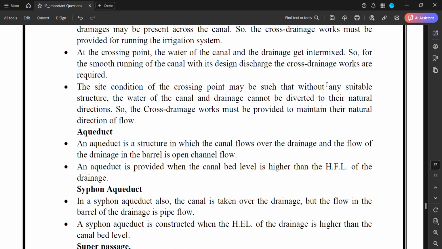First is the aqueduct. An aqueduct is a structure in which the canal flows over the drainage. Where the drain is below and the canal flows over it, in those conditions we provide an aqueduct, and the flow of the drainage in the barrel is open channel flow. An aqueduct is provided when the canal bed level is higher than the high flood level of the drainage. When the canal bed level is above the highest flood level of the drainage, we provide this kind of structure, which we call an aqueduct.